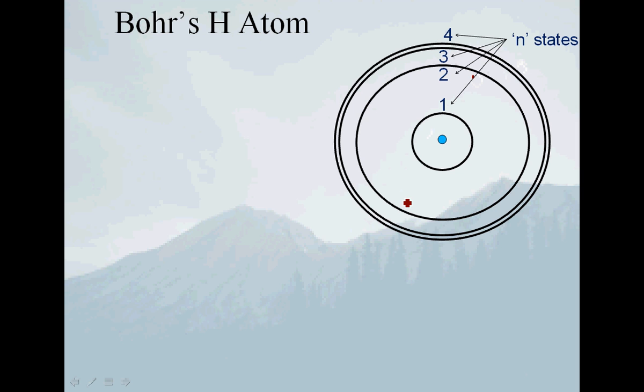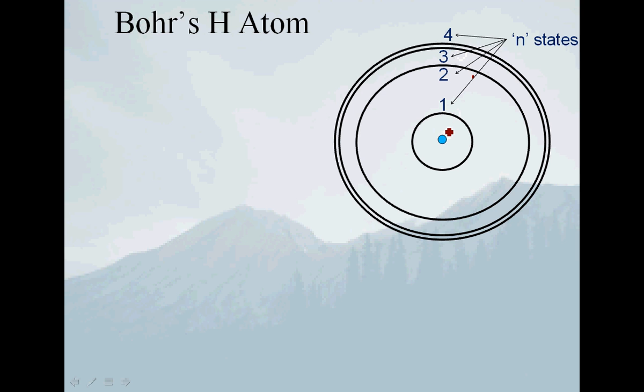And there's actually an infinite number of n states. I've only shown the first 4, but you can see very clearly that as I go higher and higher in n states, the n states get closer and closer together. Those n states represent places where the electron could be. It's either in the n equal 1 state or the n equal 2 state. The electron can't be in any sort of intermediate.